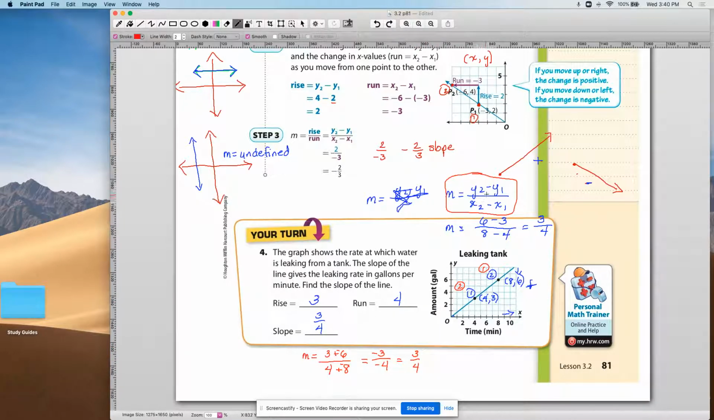So I don't want you to stress out about which one is point 1 and which one is point 2. It doesn't matter. You're going to get the same answer if you do your math correctly.